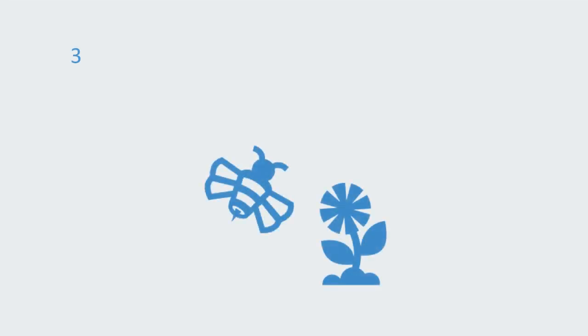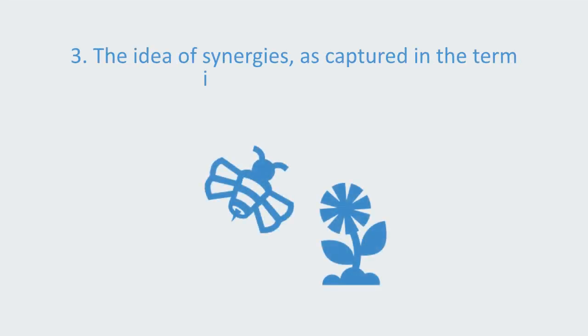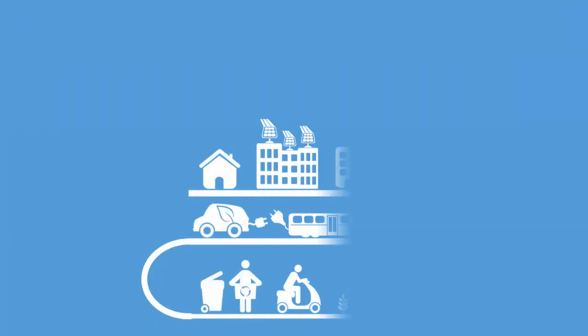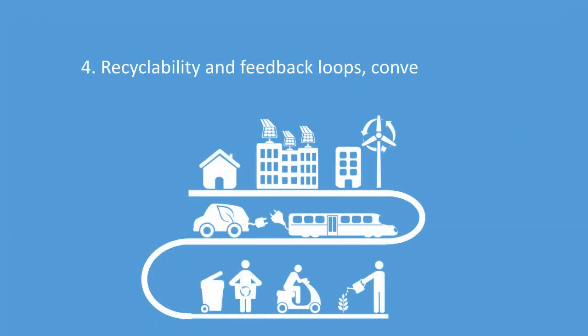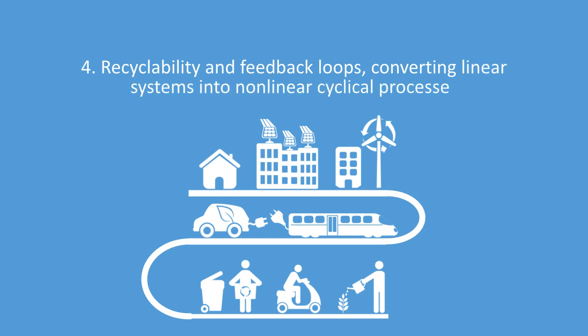A third major idea is that of synergies, as captured in the term industrial symbiosis. Here, a primary consideration is how the different components interact with each other and how to design them towards constructive synergistic outcomes. Lastly, and associated with this, is the principle of recyclability and feedback loops, converting linear systems into non-linear cyclical processes through identifying and closing the feedback loops. We'll go over all of these in more detail to get a better understanding of them.